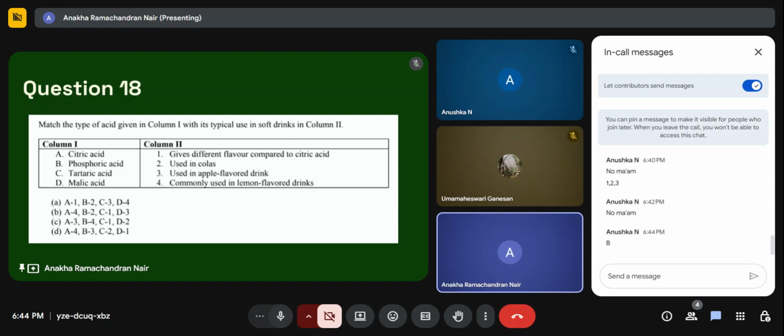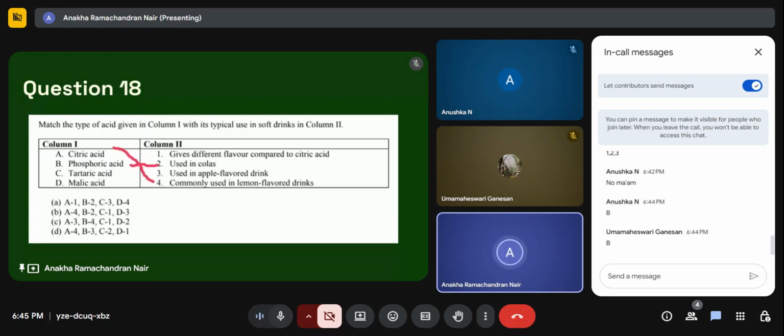Alright. So citric acid is in fact commonly used in lemon flavored drinks because the citric acid is what gives it the distinct taste, right? B is phosphoric acid, which is used in colas. Tartaric acid is used as a different flavor compared to citric acid, and malic acid is used in apple flavored drinks. So your correct answer B is correct, right?